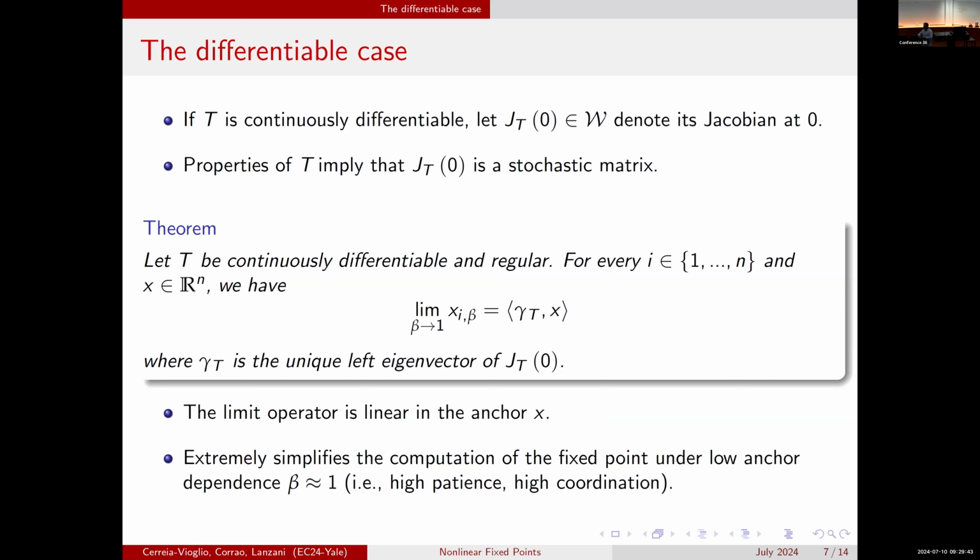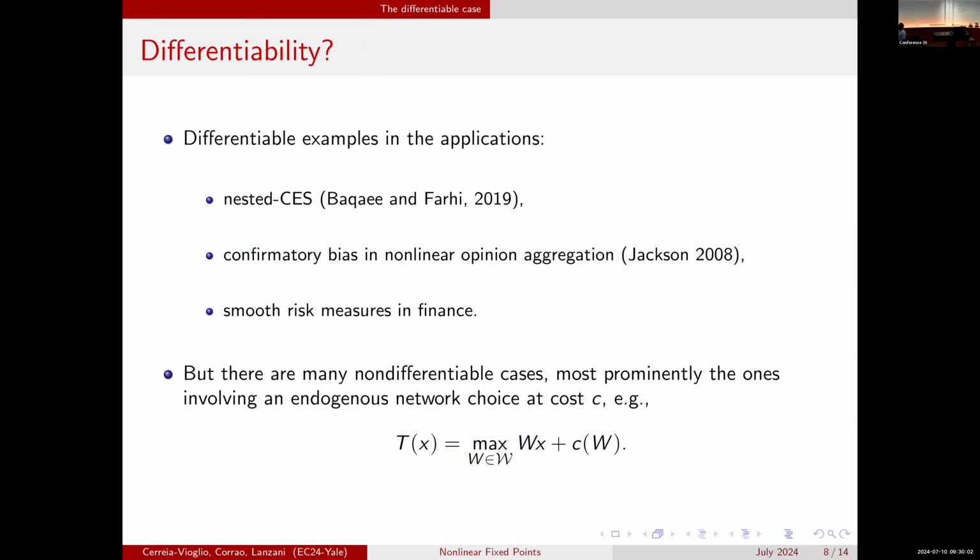In other words, starting from a very complicated nonlinear fixed point equation, when you consider the limit for the vanishing importance of x, you are back to a linear equation, and the eigenvector centrality of the Jacobian at the fixed point is everything that we have.